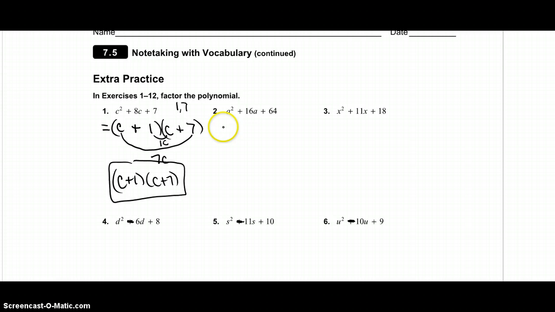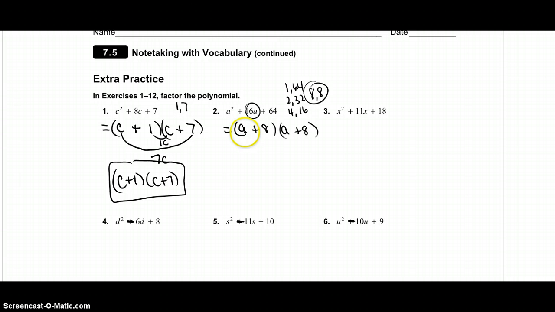Let's do another one. I see it's a trinomial. Make 2 parentheses. a squared is a times a. There are a lot of options for what multiplies to 64: 1 times 64, 2 times 32, 4 times 16, and 8 times 8. Which one of those is going to add up to 16a in the middle? Well, 1 plus 64 would be 65, that would be 34, that would be 20, 8 plus 8.